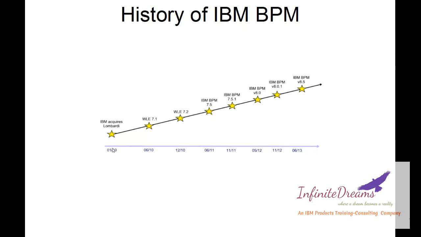WLE, that was WebSphere Lombardi Edition. In December 2010, WLE hit the street. However, it didn't take anyone long to realize that IBM had two BPM products in the market. That was WPS and another one was WLE. In 2011, IBM released one product called IBPM, IBM Business Process Manager, a single product that brings together all features and functions from both WPS and WLE in one environment.